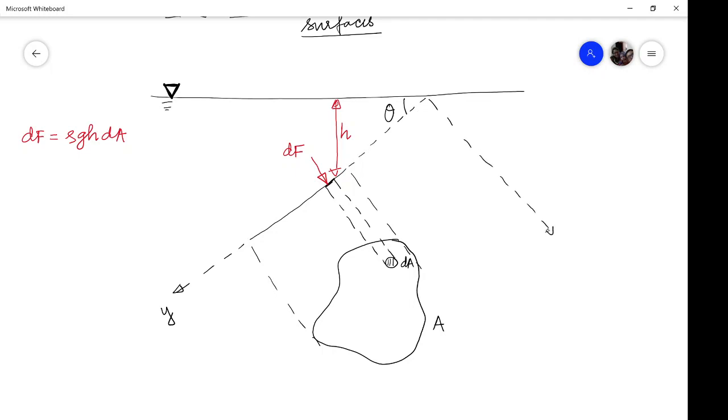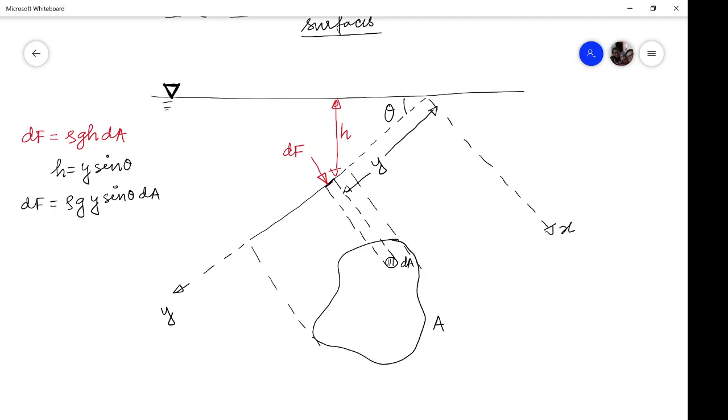Now for the sake of simplicity, assume this axis to be the y-axis and the normal axis to be the x-axis. Along the y-axis this element is at a depth of y. Then from the geometry you can appreciate that h is equal to y sine theta. So you replace the value in the expression of force, and you will get rho g y sine theta dA. This is the force which is acting on this elemental area.